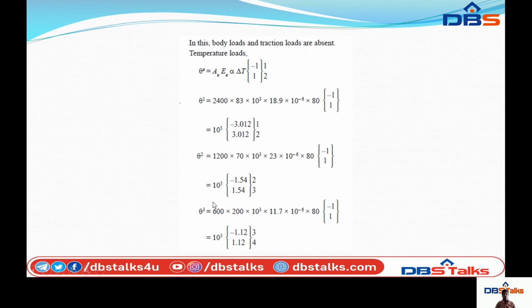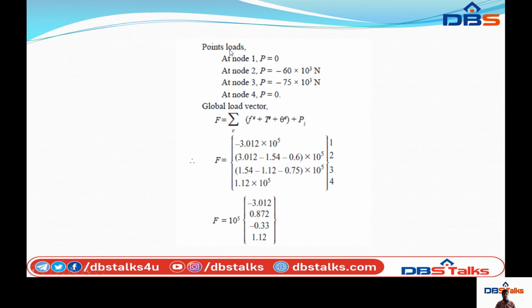Parallelly for element 2 and element 3, these are the temperature loads. After that, calculation of point loads. At node 1 and node 4, there are no point loads, only body loads are acting. Only at node 2 and node 3 are point loads acting, in the opposite direction: minus 60 kilonewton, I'm writing as minus 60 into 10 cube Newton. At node 3, minus 75 into 10 cube Newton.